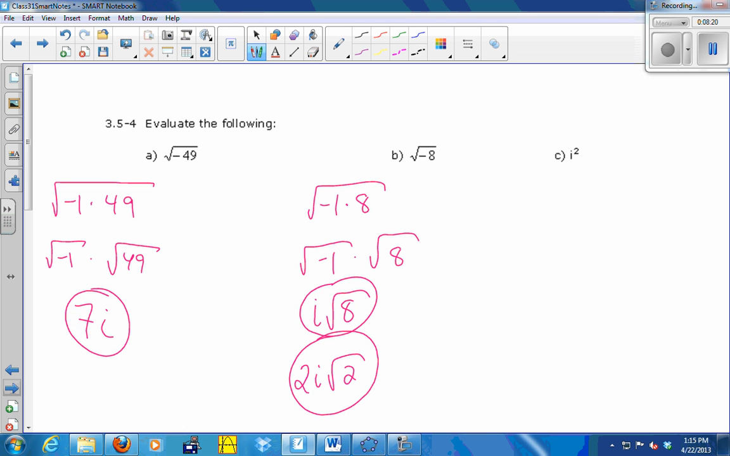And then i squared, well, i is the square root of negative 1. I want to square it. And when you square a square root, they cancel, so you get negative 1. Make sense so far? Okay.